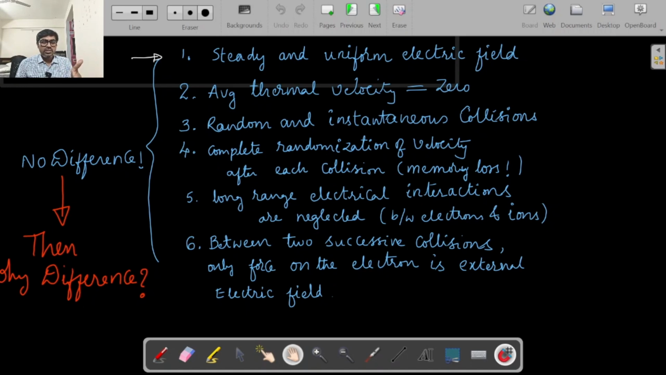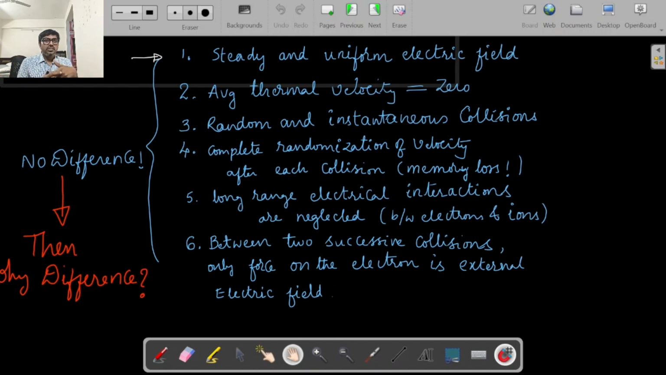So these assumptions are common. Steady and uniform electric field, both sides require it. Average thermal velocity is taken to be 0, because velocity is a vector quantity, and the electrons are going in all directions with all possible magnitudes, averaging out to 0 because of thermal motion. Random and instantaneous collisions: impulse is random in magnitude and random in direction, so the collisions are random, and that too instantaneous, with no time duration for the collision. That's the assumption we take in both categories of books.